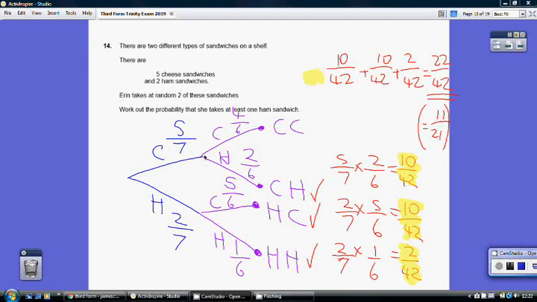So the key point with probability trees, when it's an and, you multiply. So cheese and then a ham, that's when you multiply. But when it's an or, because we don't mind whether it was this or this or this, that's when you add the fractions.